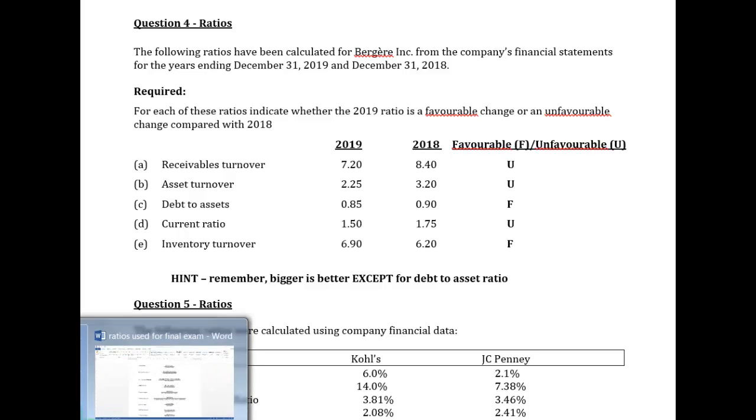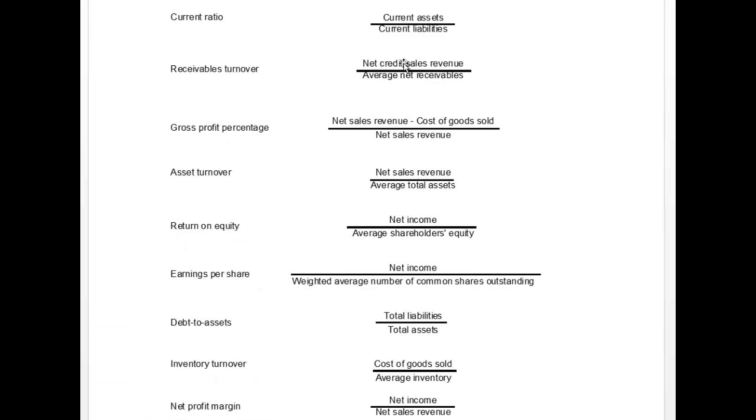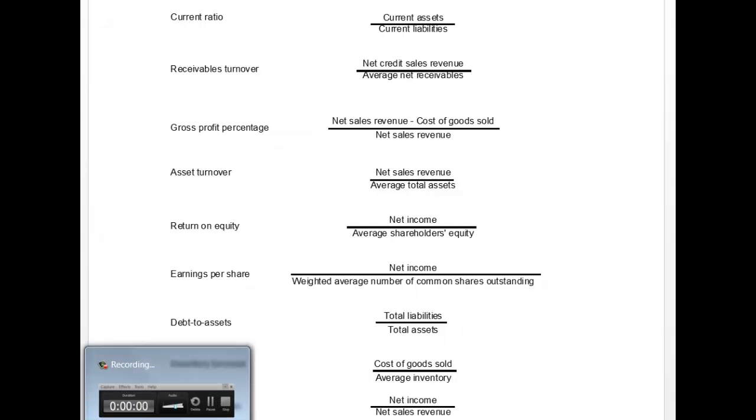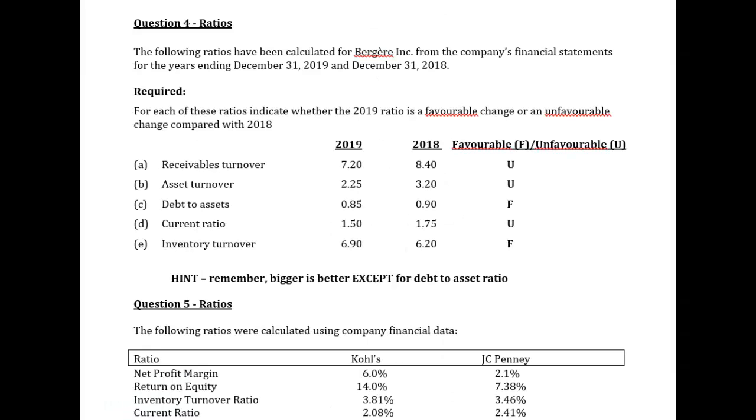And you can see by the ratio, right? Average net receivables based on credit sales revenue. So how often are you turning over those receivables that you recorded as sales revenue? Okay, so that means that in our case, because the number's getting smaller, you're not collecting as many times during the year, so that's unfavorable.